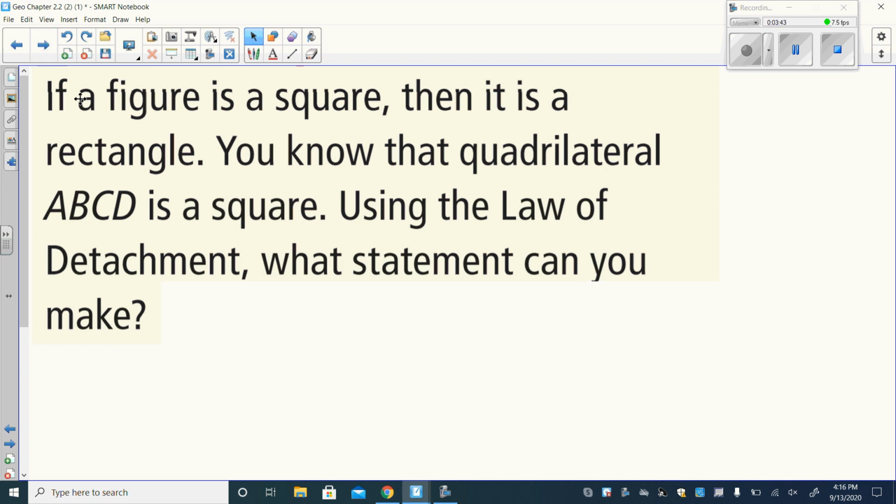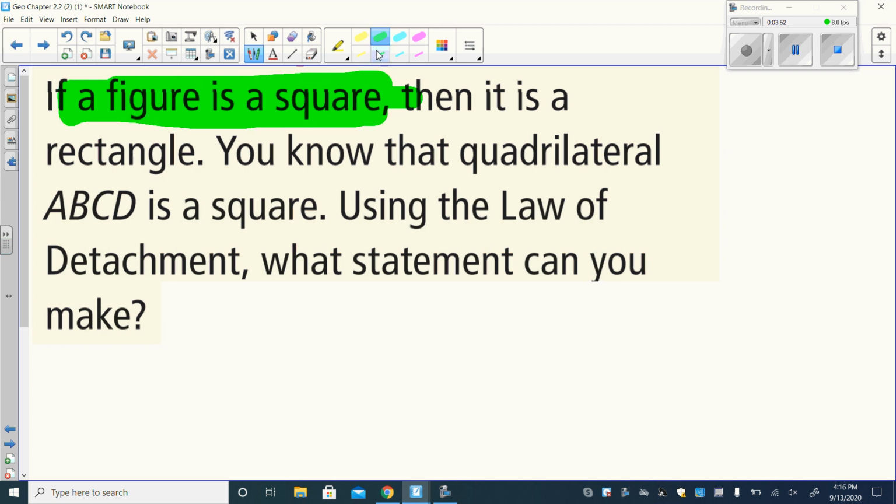So let's look at another one. So let's look at this here. So if a figure is a square, then it is a rectangle. If a figure is a square, then it's a rectangle. So if we have a figure that is a square, it means it's a rectangle. That's just what this statement is saying.